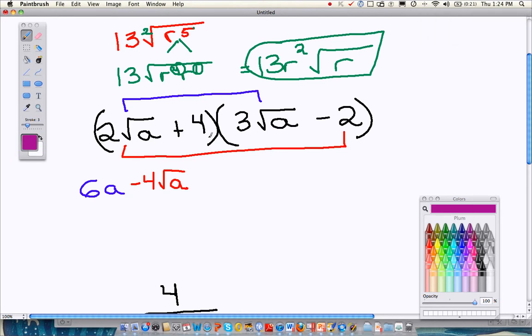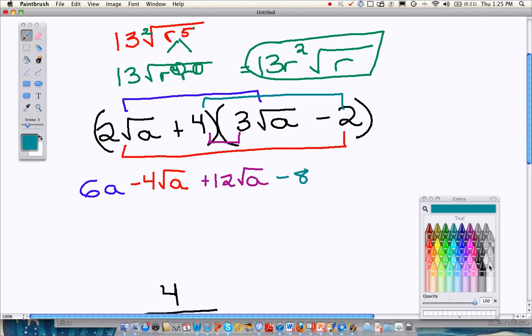Next, we're going to look at our inner times our inner. We'll do that in purple. 4 times 3 is a positive 12, and again we have that square root of a stuck in there. Last, we're going to go ahead and do the last times the last, in a kind of tealish color. 4 times negative 2 is negative 8.